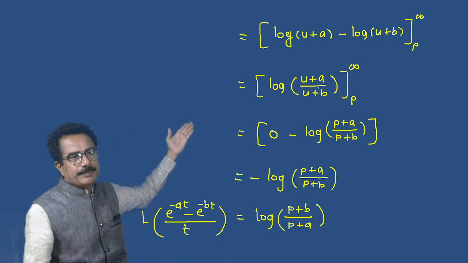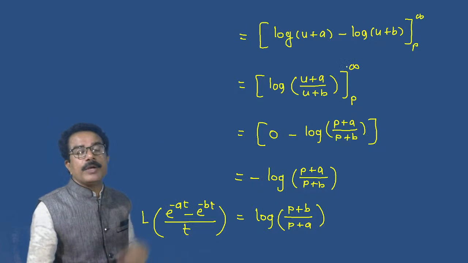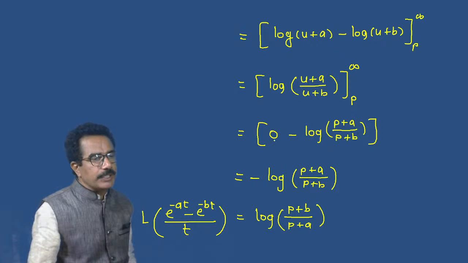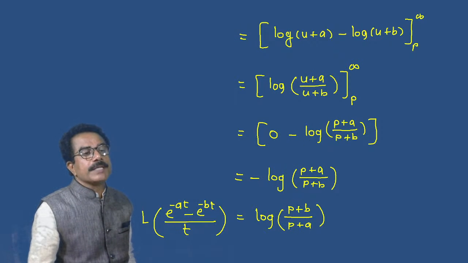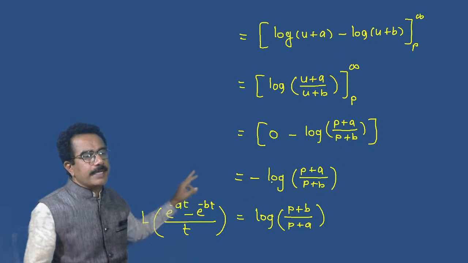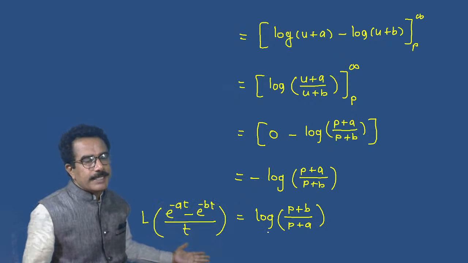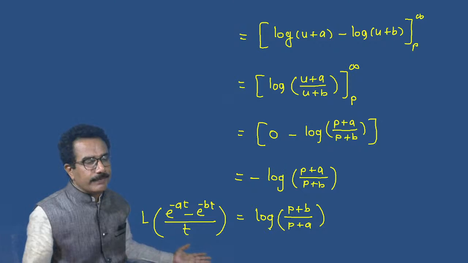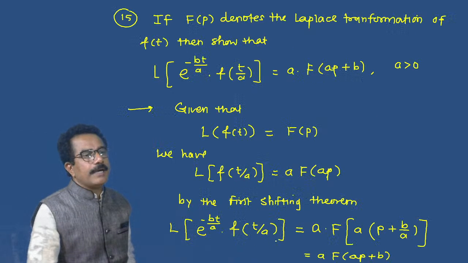Again the same, for the upper limit infinity, we already calculated its value is 0. So minus log of the lower limit, putting p in place of u, p plus a divided by p plus b. So minus log of p plus a divided by p plus b. Remove this minus, then we get the reciprocal in the logarithmic function, log of p plus b divided by p plus a, and hence proved. Okay, in this way this formula is proved.